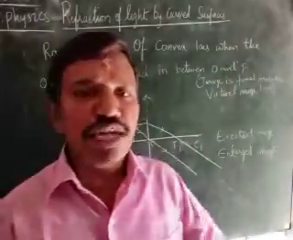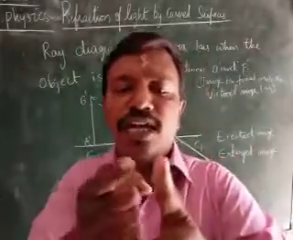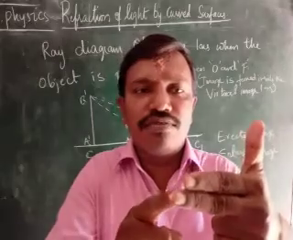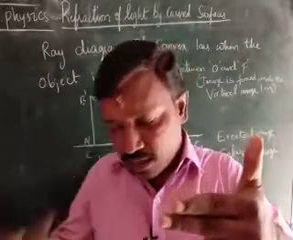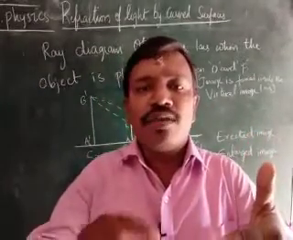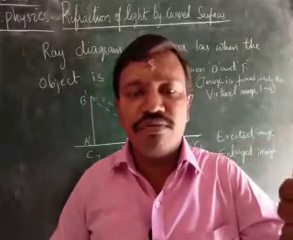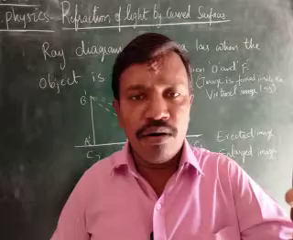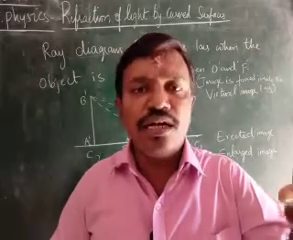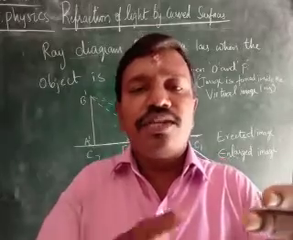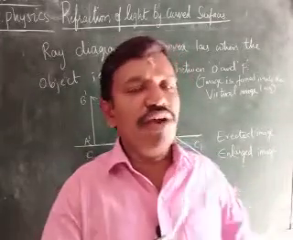Okay, therefore to get the diminished image, the object should be placed at infinity or beyond C. To get the same size, on C. And to get the enlarged image, the object should be placed on F, between F and C, and also between F and O, children.